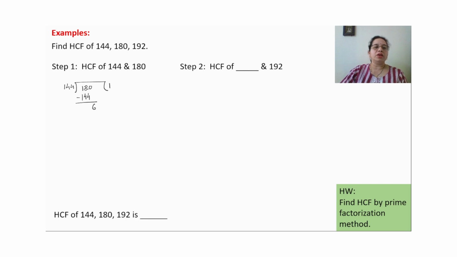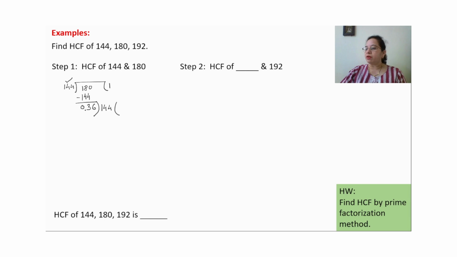Now here the number is 7. 7 minus 4 will give you 3. 1 minus 1 will be 0. So the number is 36. Now since the remainder is not 0, we will consider this as the divisor, and the earlier divisor we will consider as the dividend.